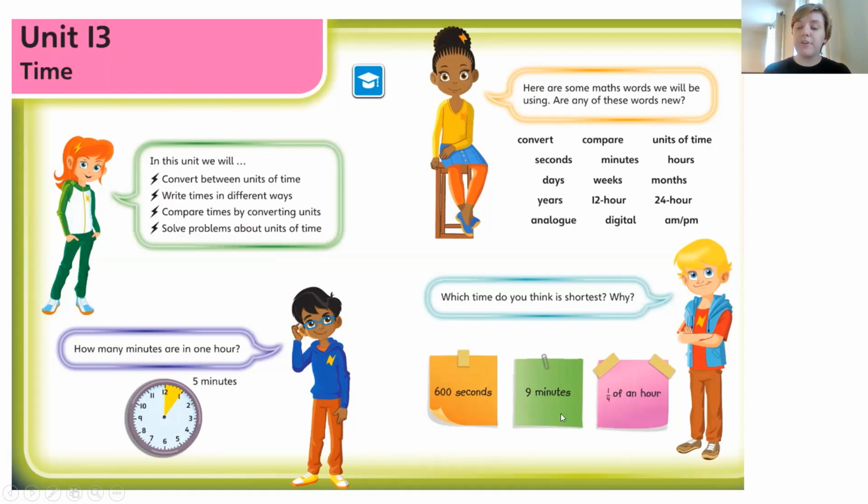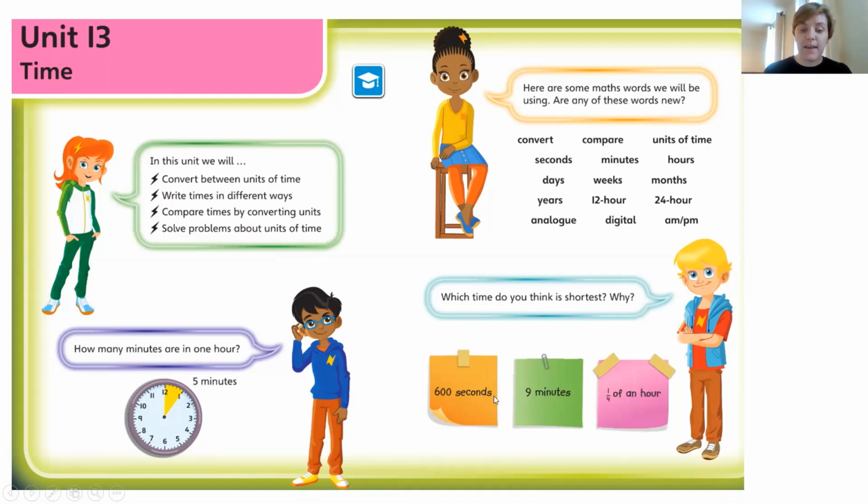So here I've already got 9 minutes. Now what's 600 seconds in minutes? Well, I'll tell you something that I know. I know that 1 minute is the same as 60 seconds. So 600 seconds, well, that's 10 lots of 60. So that's 10 lots of 1 minute. So 600 seconds is in fact 10 minutes.